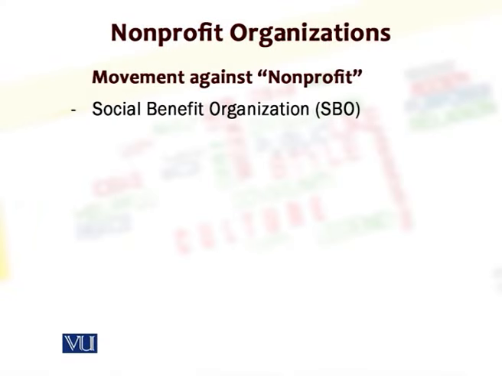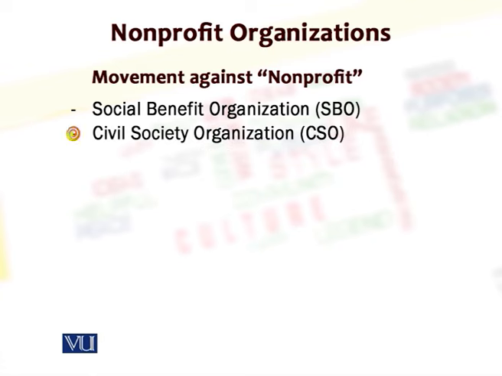And given this fact, many organizations have started using different terminologies. There's a list of terminologies which is beyond the scope of the discussion at the moment. However, two terminologies which are getting very popular nowadays are social benefit organizations and civil society organizations.